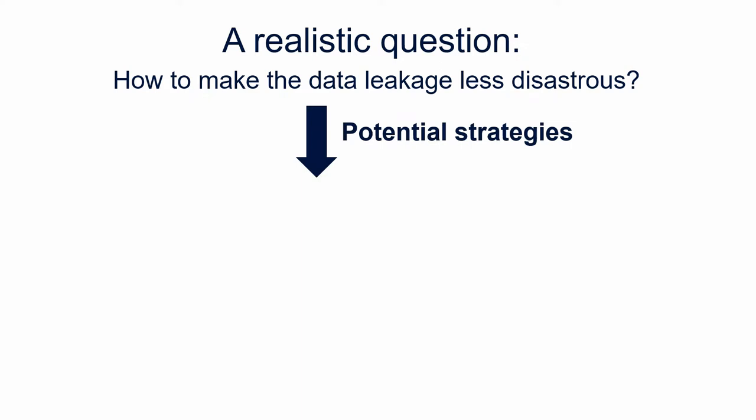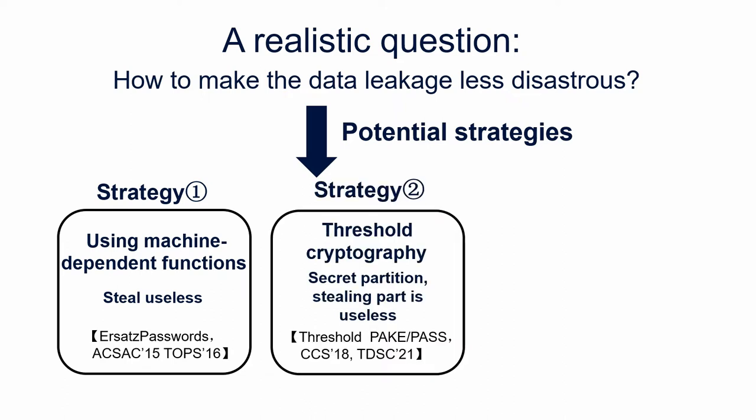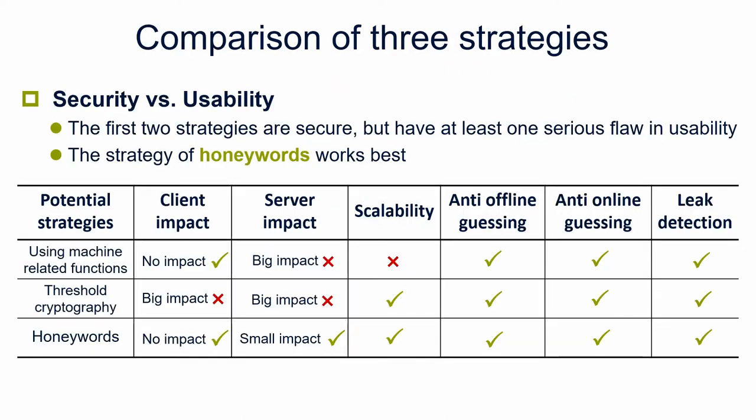There are three potential strategies. First, using machine-related functions. Second, threshold cryptography. Third, Honeywords. Here, Honeywords refer to decoy passwords associated with each user account. We compare the three potential strategies from multiple dimensions, such as client impact, server impact, and scalability. From the perspective of security and usability, the first two strategies are secure, but have at least one serious flaw in usability. Overall, the strategy of Honeywords works the best.